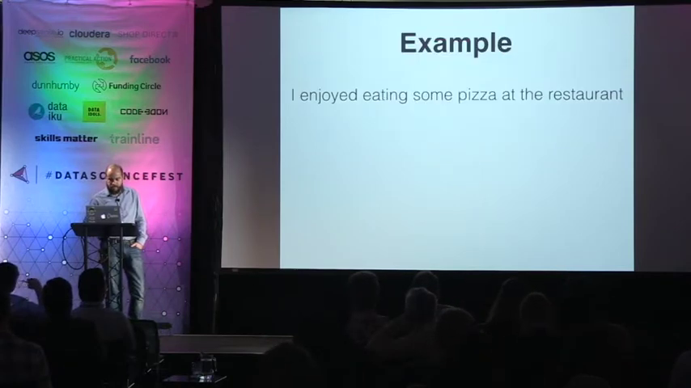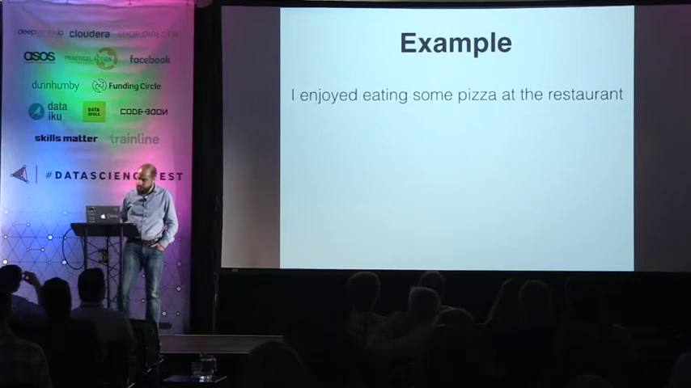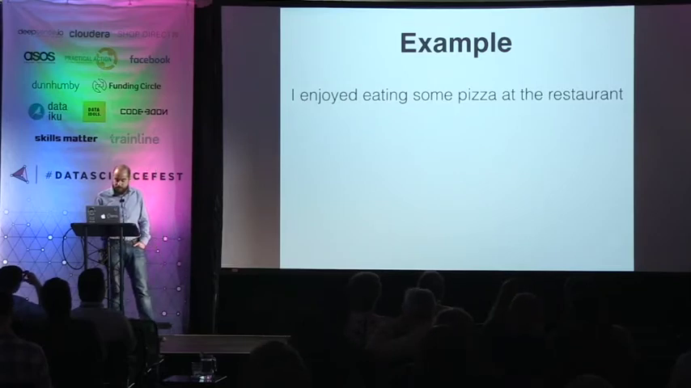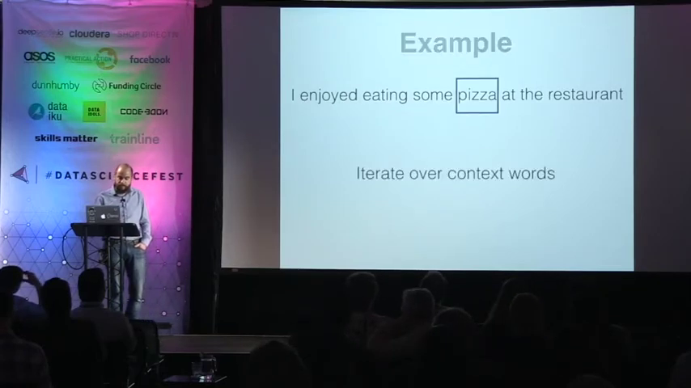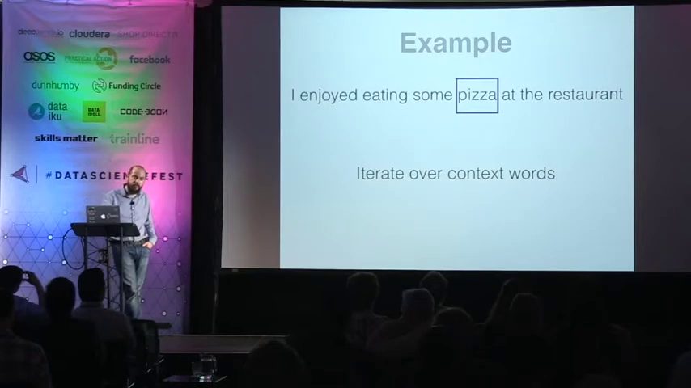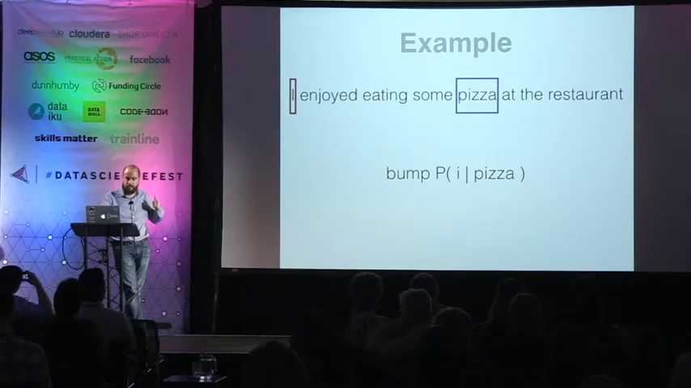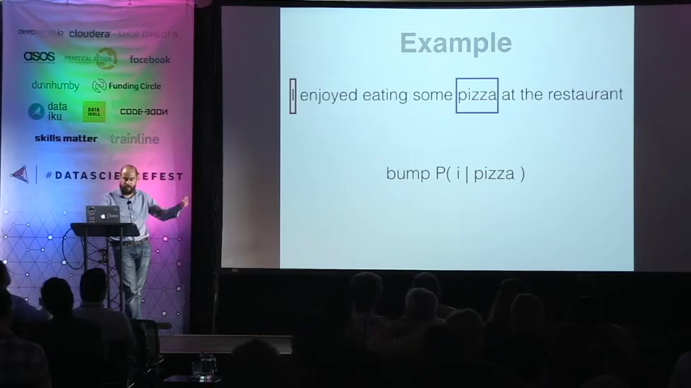And back to the example with a bit more details. So we have our focus word here, pizza, and we want to iterate over all the context words. So we start from the beginning of the sentence. We see the word I, given that the focus word is pizza, so we bump up the probability of I given pizza, and then we move on.